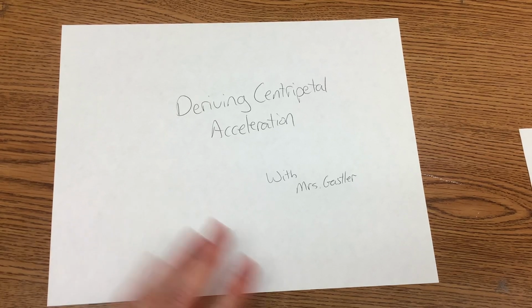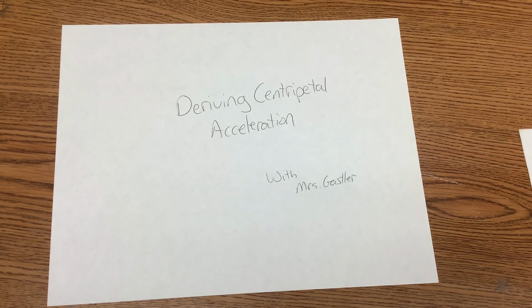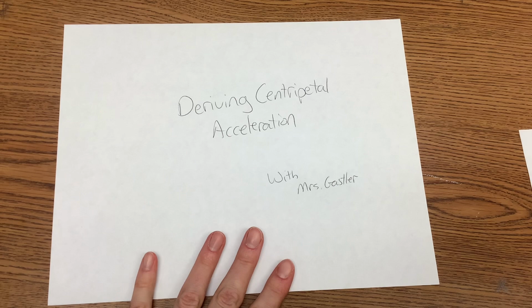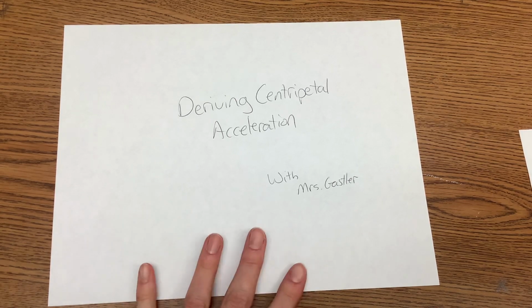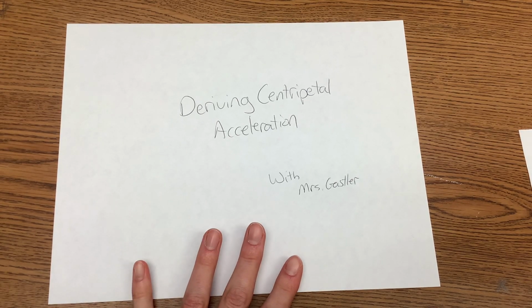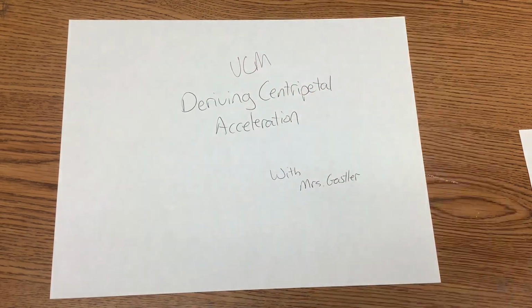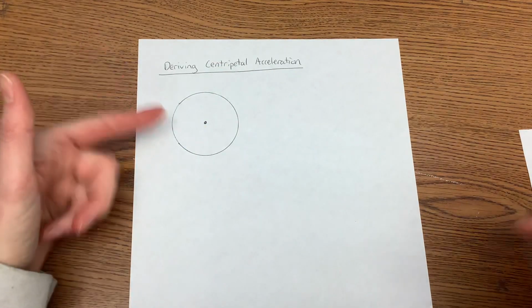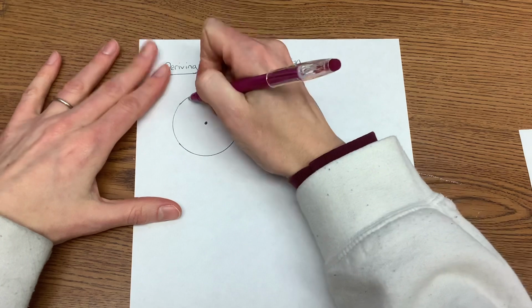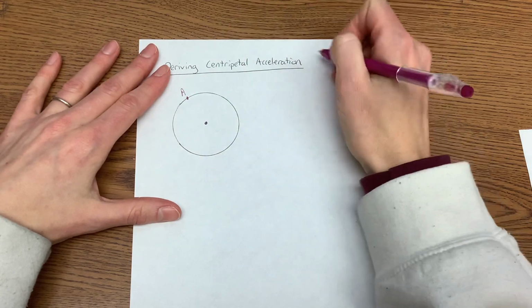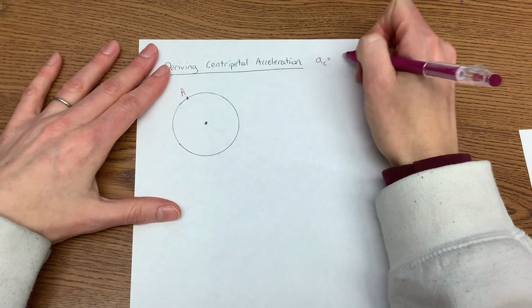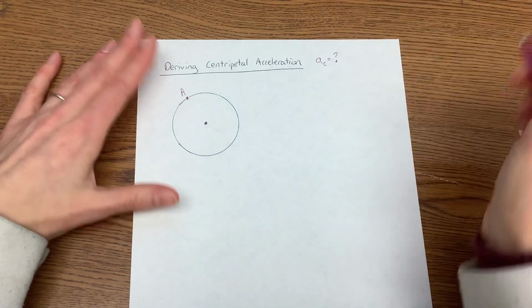Gastler, and in this video we are going to derive the equation for centripetal acceleration, and then we're going to pair it with Newton's second law for an object moving in uniform circular motion. So this goes with uniform circular motion, which we talked about in another video. All right, so circle. Object going in a circle. Let's say it starts at point A. Our goal here is to get an equation that says the centripetal acceleration equals something.